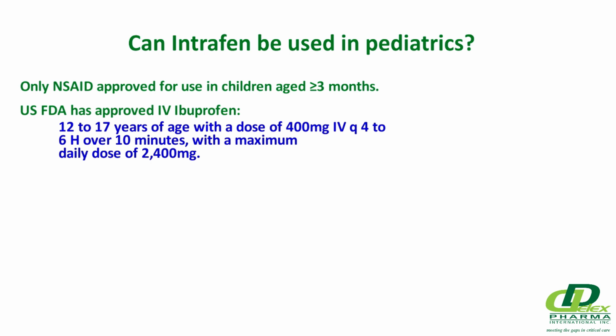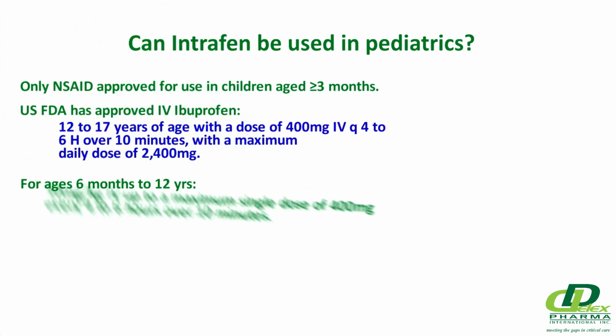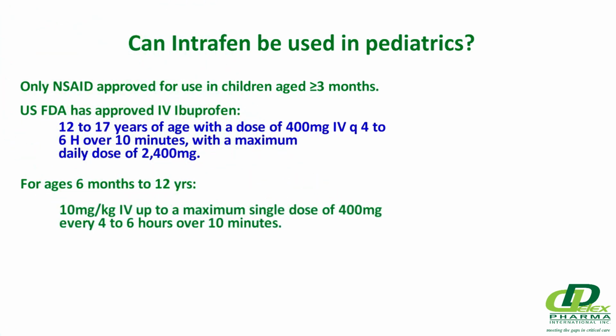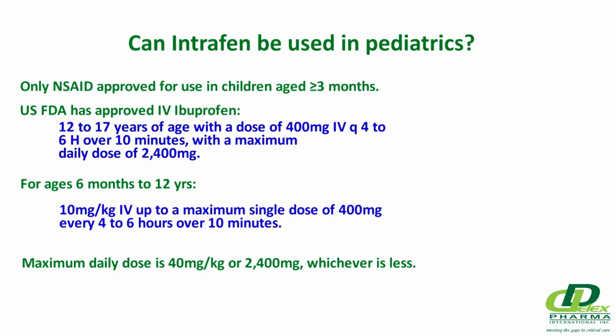For ages 6 months to 12 years, the dose is 10 mg per kilo IV up to a maximum single dose of 400 mg every 4 to 6 hours over 10 minutes. Maximum daily dose is 40 mg per kilo or 2,400 mg, whichever is less.